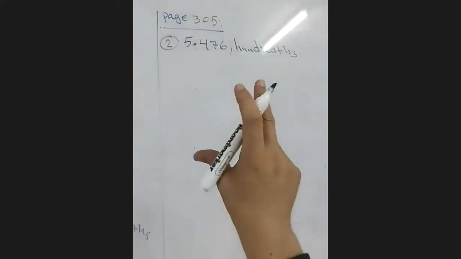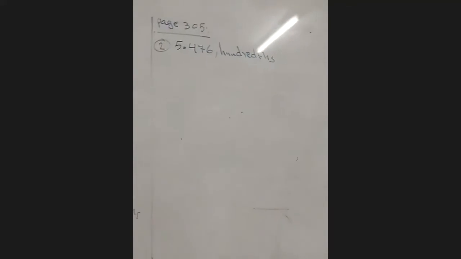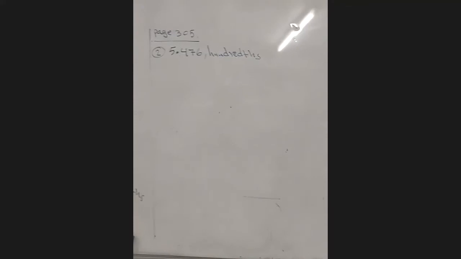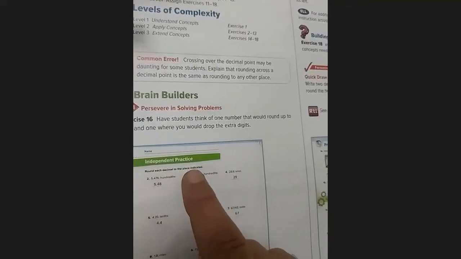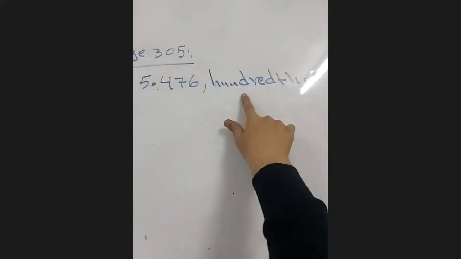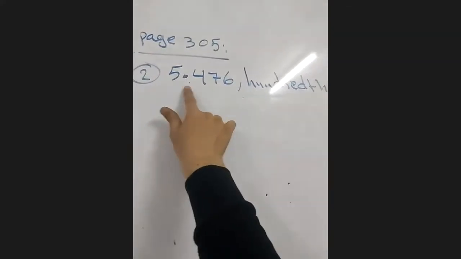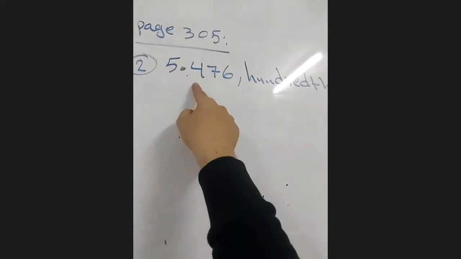I will do this one just as a first exercise, then I'll select others for you to do. First of all, I'll read the question again. Round each decimal to the place indicated. This is the wanted place to round. So after I see this hundreds, I'll go to the number and search for the hundreds. Where is the hundreds? The 5 is ones, tenths, hundreds.